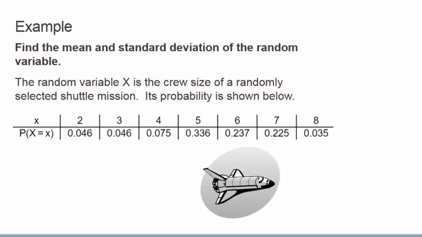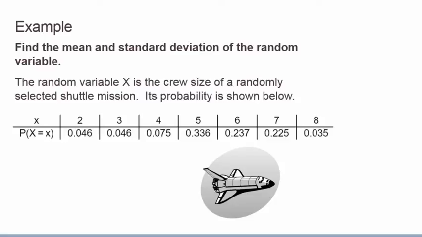In this example, find the mean and standard deviation of the random variable. The random variable x is the crew size of a randomly selected shuttle mission. Its probability is shown below. For x equals 2, the probability is 0.046. For 3, it is 0.046. For 4, it is 0.075. For 5, it is 0.336. For 6, it is 0.237. For 7, it is 0.225. For 8, it is 0.035.